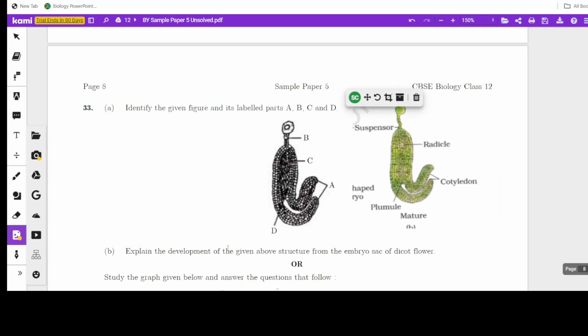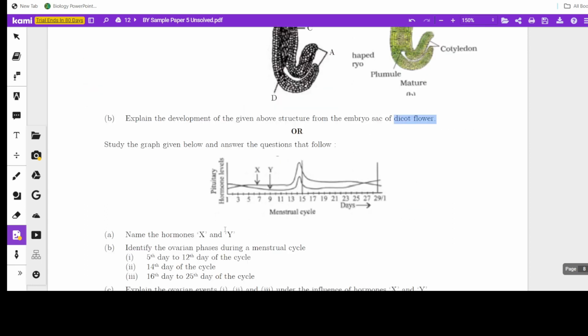Now explain the development of the given above structure from the embryo sac of a dicot flower. So the development of the embryo you have to write. Development of the dicot embryo, okay? Not the monocot one, dicot embryo you have to write.